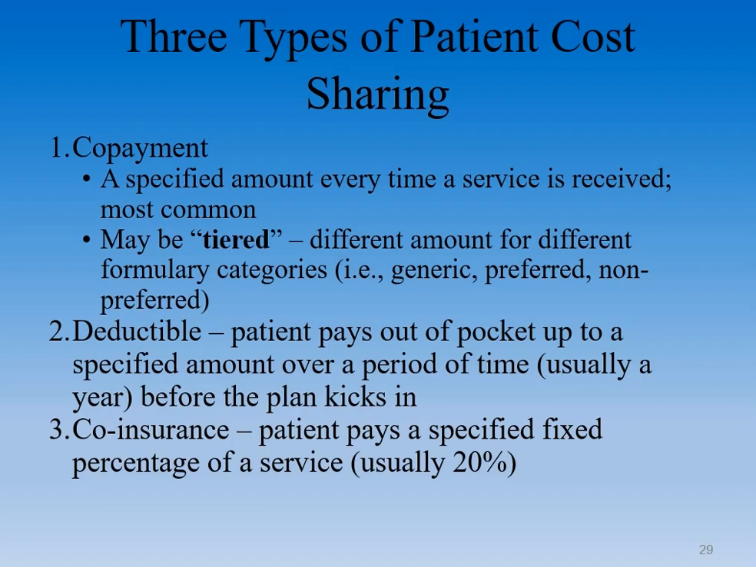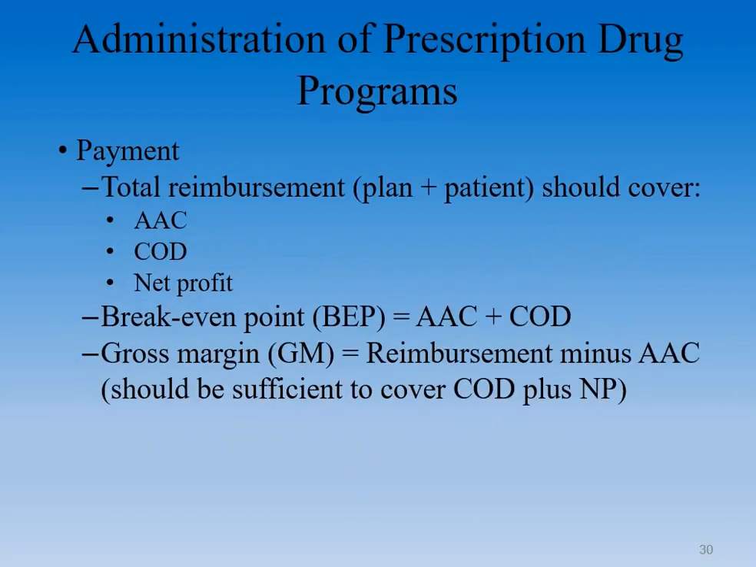There's a deductible. A patient pays out of pocket up to a specified amount over a period of time, usually a year, before the plan kicks in. Co-insurance, patient pays a specified fixed percentage of a service, usually 20%. So, for example, surgery, you would pay 20%. The insurance company may pay 80%.